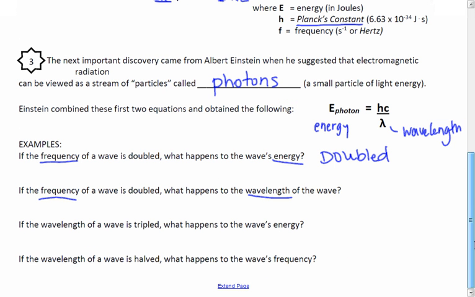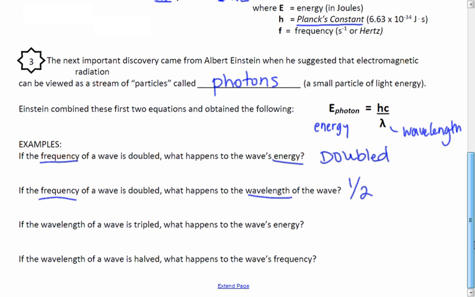That's an inverse relationship. They're indirectly proportional. Whenever one increases, the other has to decrease. So it's halved. And again, think about it. If the frequency is doubled, you have twice as many waves going by every single second. In order for that to happen, the waves have to be half as big.